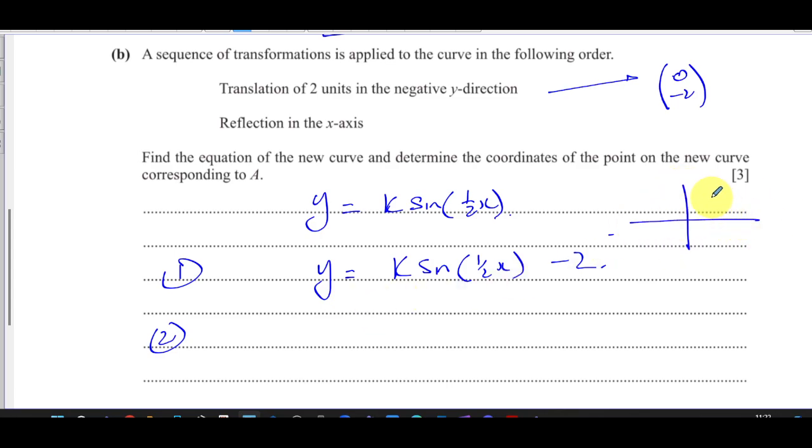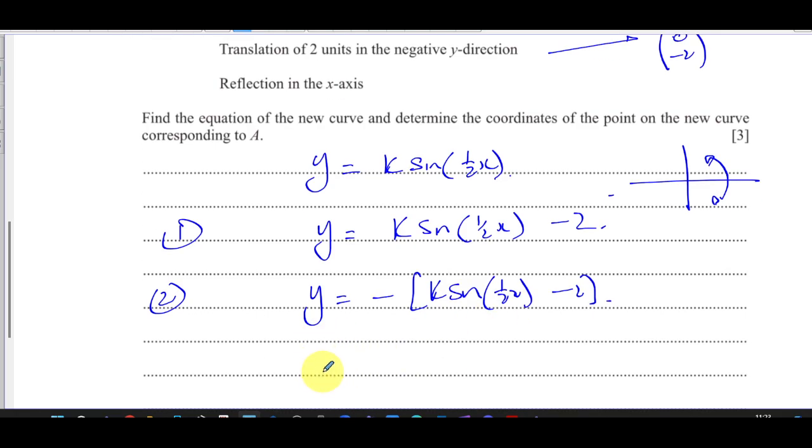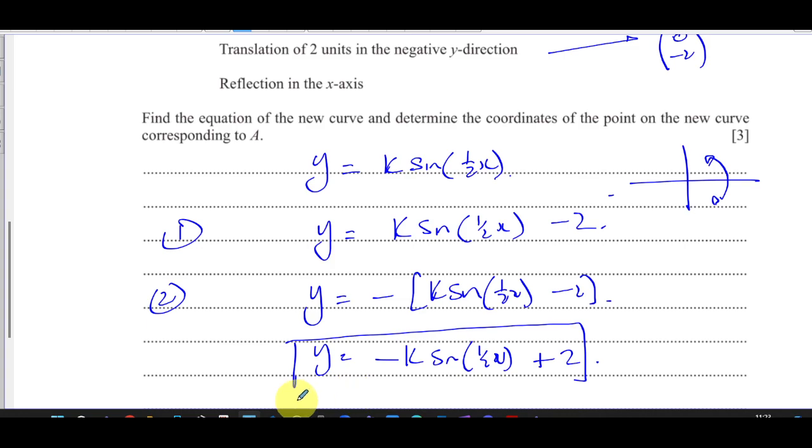Secondly, a reflection in the x-axis affects the y coordinates, which will change their sign. So basically, the whole function will have a minus sign in front of it. You end up with y equals minus, in front of the whole function, k times sine of a half x minus 2. So you multiply all of that by minus 1, and you end up with y equals minus k sine of a half x plus 2. That will be the new equation.